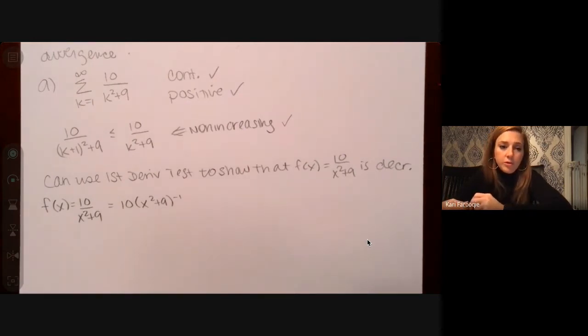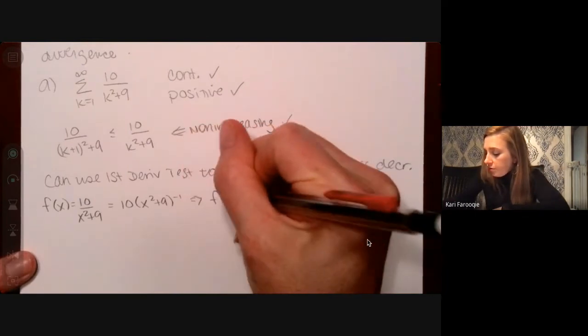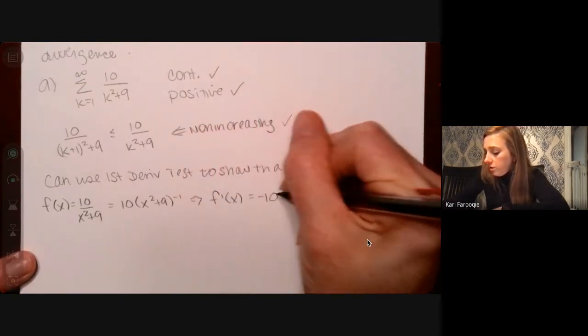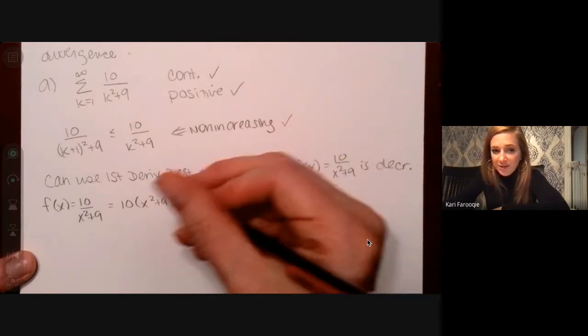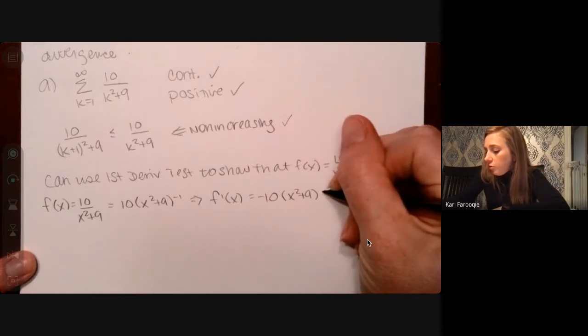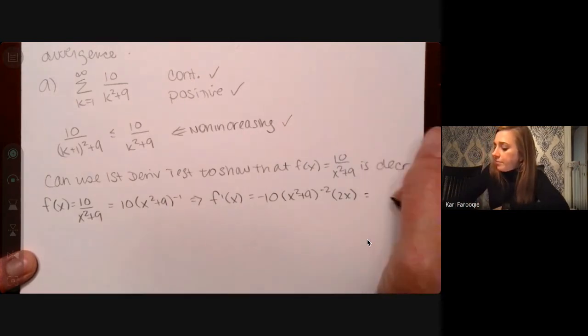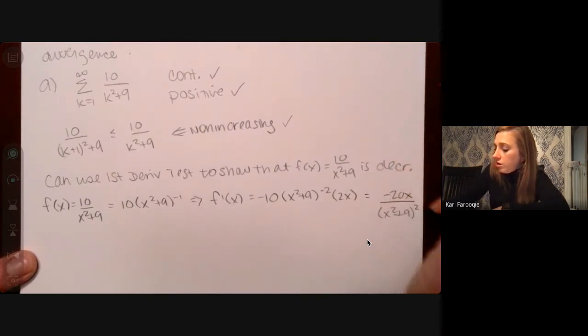In this case, you'll still have to use the chain rule. I don't know, it's up to you. If you want to use the quotient rule, that's fine too. But a lot of times when we had a constant in the numerator, we just did this. Okay, so we could say that f prime of x is negative 10. Remember, bring the exponent out front. Rewrite your inside function. Decrease the exponent by 1. Multiply by the derivative of the inside function. So this would be negative 20x divided by x squared plus 9 quantity squared.